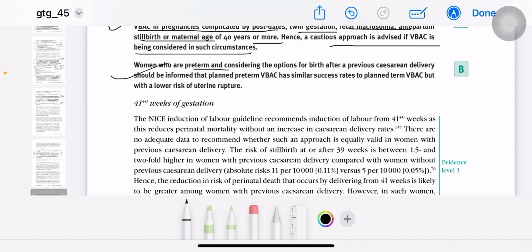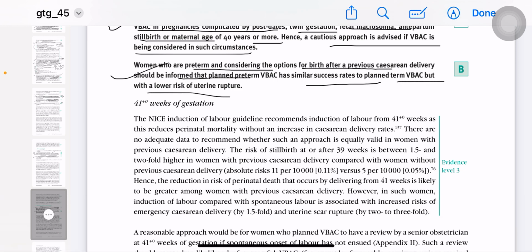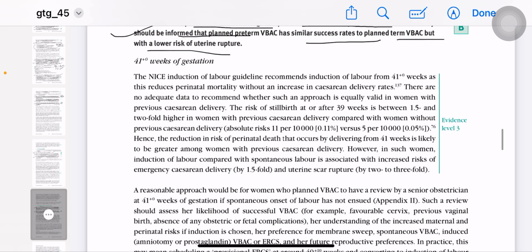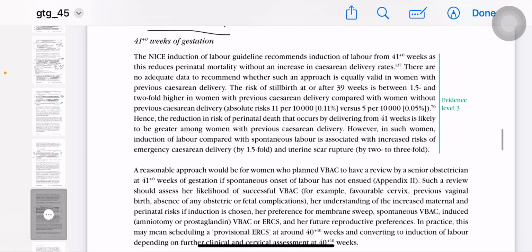Women who have a preterm pregnancy and are considering the option of birth after cesarean delivery should be informed that planned preterm VBAC has a similar success to planned term VBAC, but with a lower risk of uterine rupture. So you have to proceed toward normal vaginal delivery with preterm and previous one cesarean section, as the success rate for both is the same.